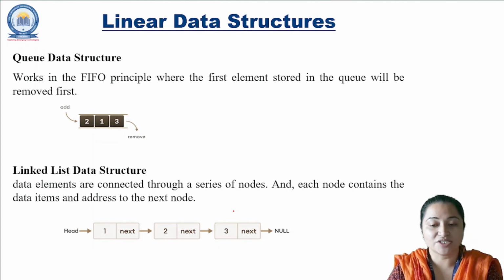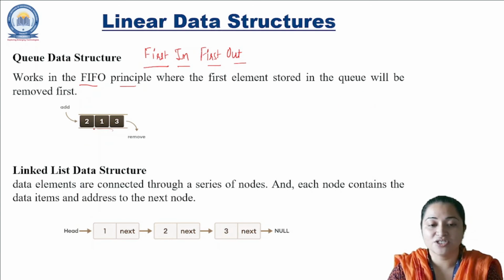Let us see queue data structures now. Queue mimics the real life queue. If we are going to a ticket counter, then it is a queue data structure. It follows the FIFO principle, that is, the first person who wants to buy tickets enters the queue, and after buying tickets, that person is out first. So whatever is first goes out first. It works on the FIFO principle where the first element stored in the queue will be removed first.